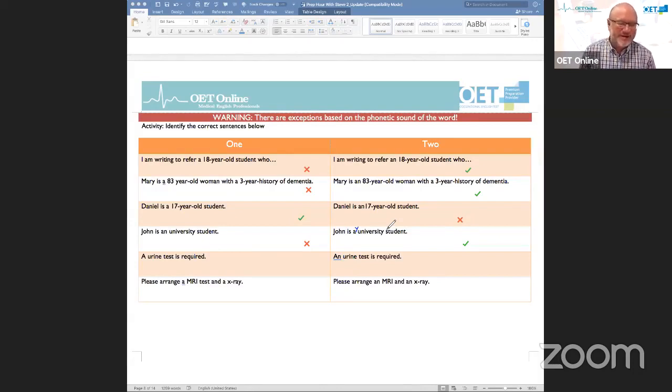The next one. A urine test is required, or an urine test is required? I think we've got the same rule here, haven't we? We've got to put a Y here. So this is exactly the same. A urine test. Now, if I was French, they use the word "urine," it would be an urine test, but in English it's "urine." So it comes down to pronunciation, everyone.